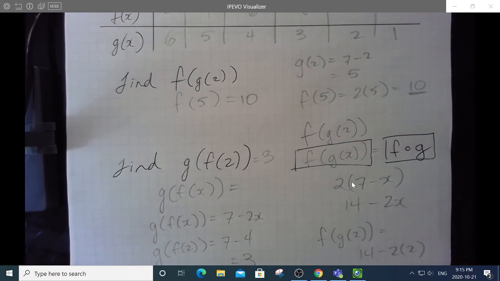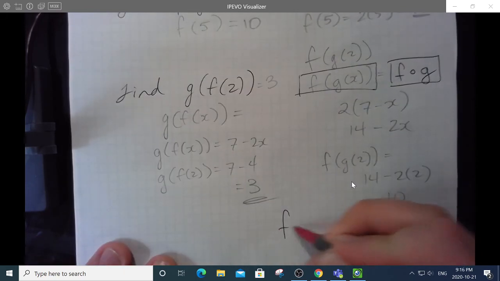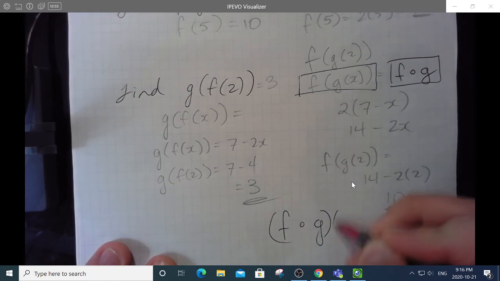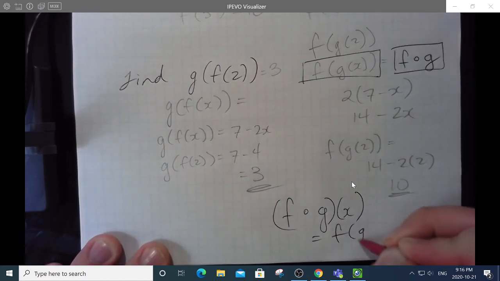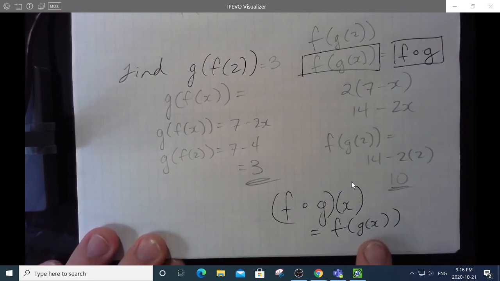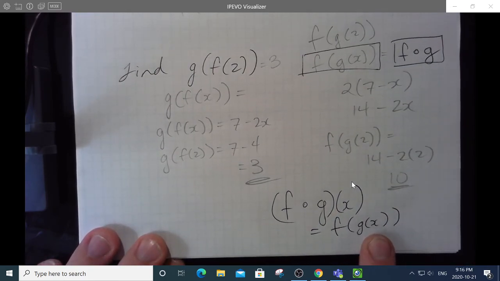I know that looks like I spelt the word fog. I wasn't trying to write the word fog, but you know what? Most people, very often, just nickname this fog. And sometimes it's also written as f circle g, in a bracket, x. And that says the same thing. It says f of g of x. Take the function g of x and put it inside f of x.